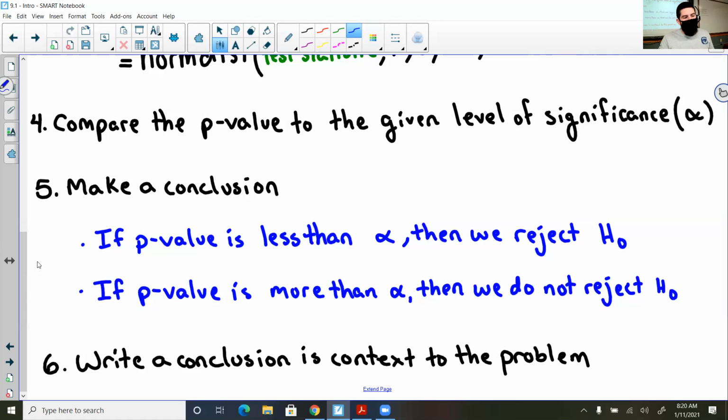And then, of course, writing a conclusion in context to the problem. Conclusion in context.